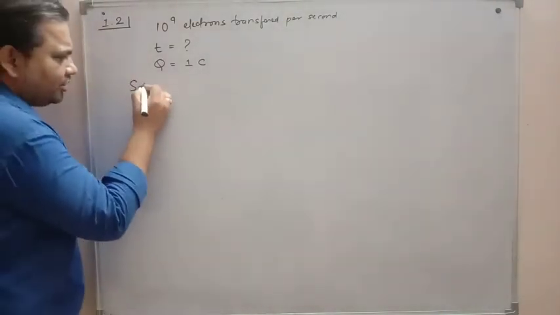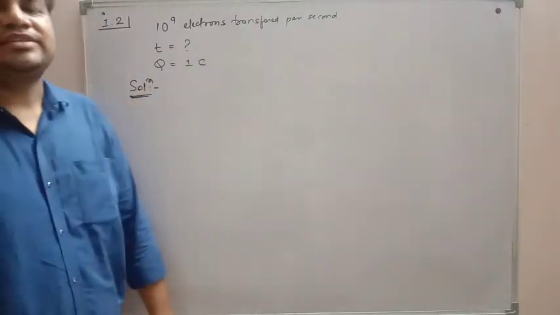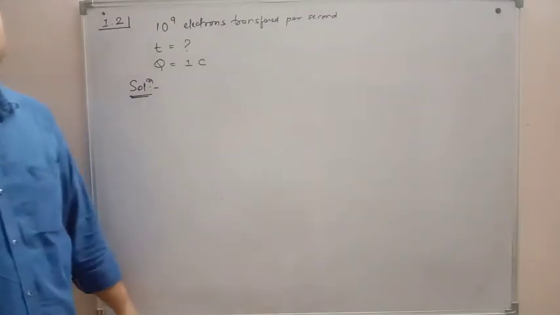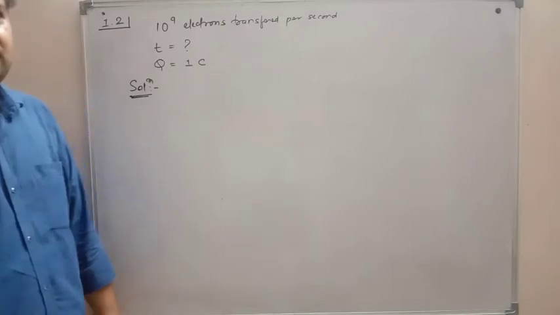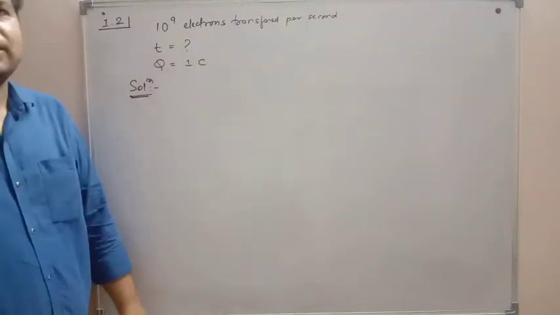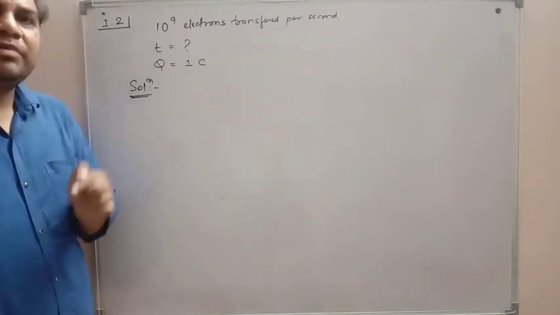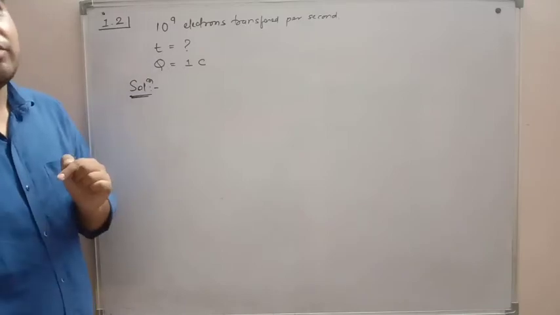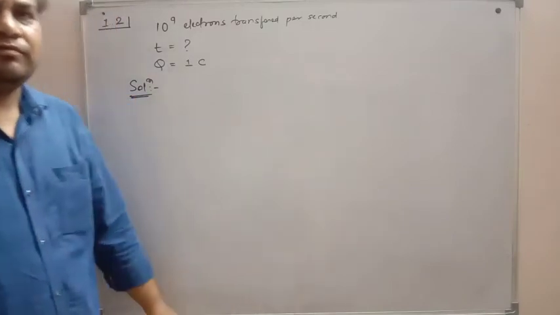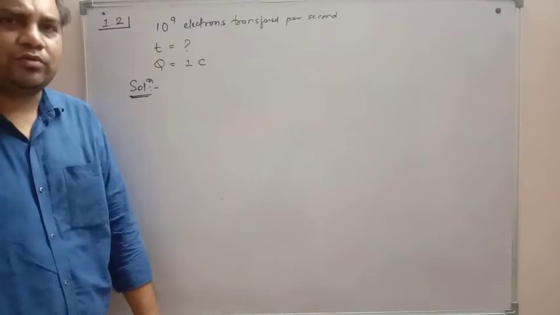Now how to solve it? The first thing that I will require is exactly how many electrons are to be transferred in order to get 1 coulomb charge. The object which is losing electrons will become positively charged. Charge on that object will become plus 1 coulomb, and the object which is gaining these electrons will become negatively charged, and charge on that object will become minus 1 coulomb.